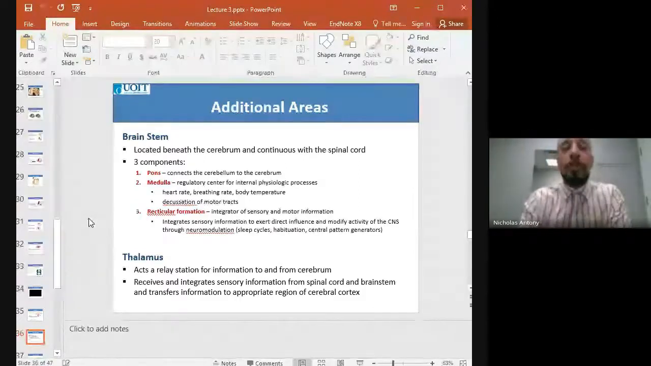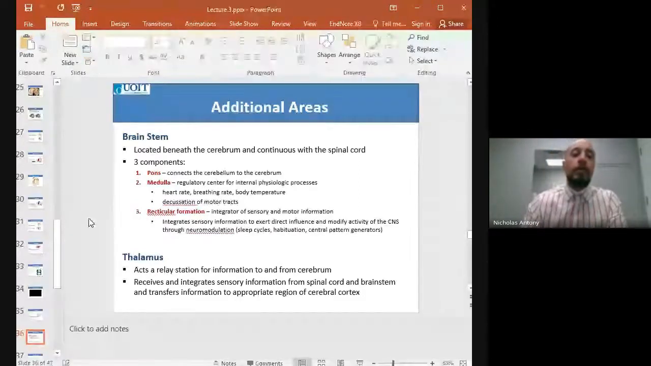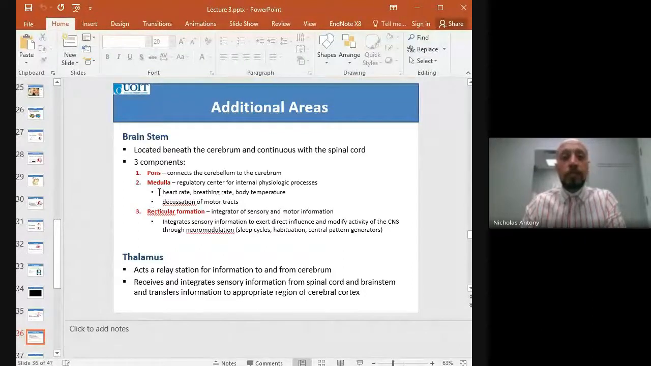The brainstem is evolutionarily older, so it contains our medulla, which is our regulatory center for physiologic processes: heart rate, breathing rate, body temperature, vomiting, that sort of stuff. The pons is what connects the cerebellum to the cerebrum. And the thalamus is the relay center; everything going in and out of the brain needs to run through the thalamus.